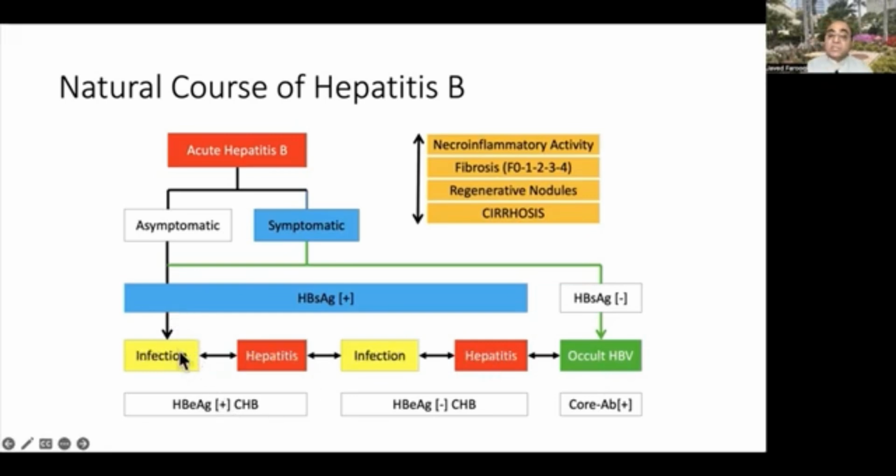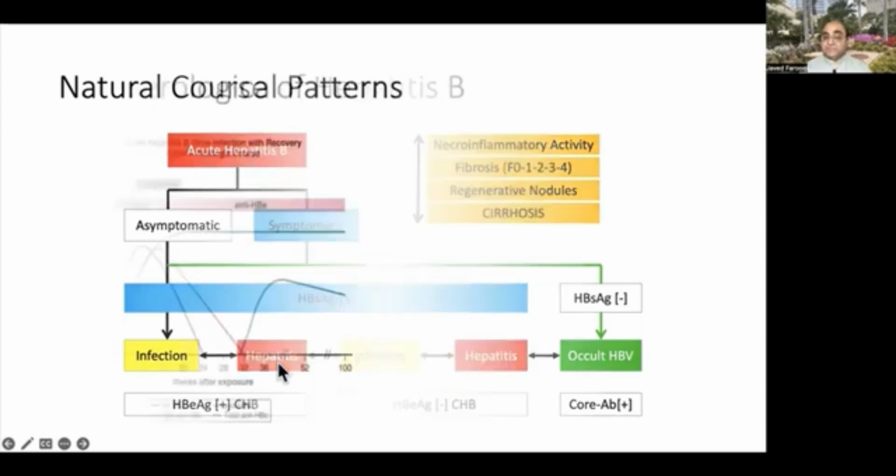Nowadays, the new terminology is that the immune tolerant phase and immune control phase are called the infection phase, and the immune reactive phase and immune escape phase are called the hepatitis phases.